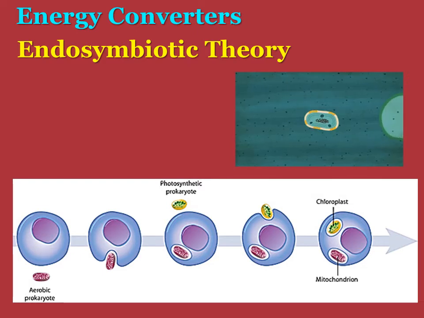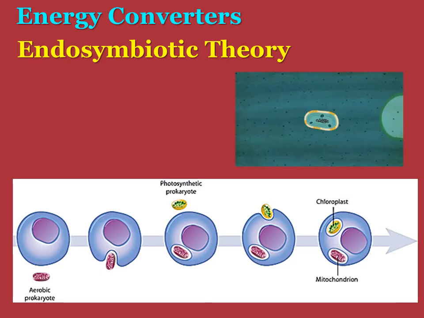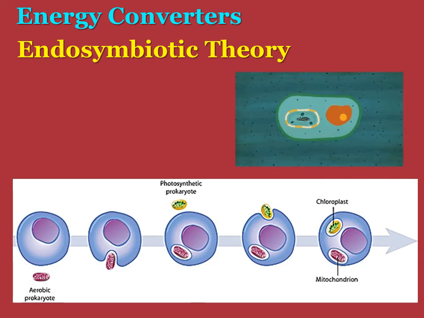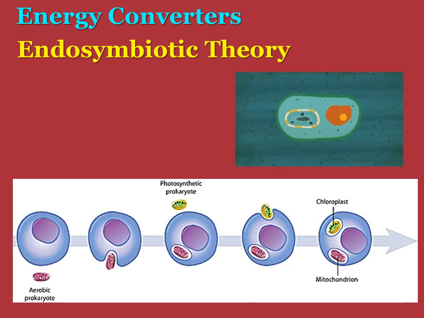Another evidence is that mitochondria and chloroplasts also have ribosomes that more closely resemble those in prokaryotic cells than those in eukaryotic cells. Finally, like prokaryotic cells, mitochondria and chloroplasts reproduce by fission, independent from the rest of the cell.